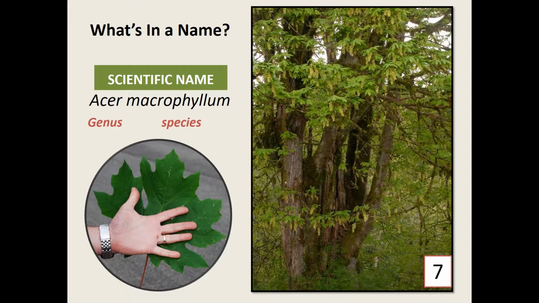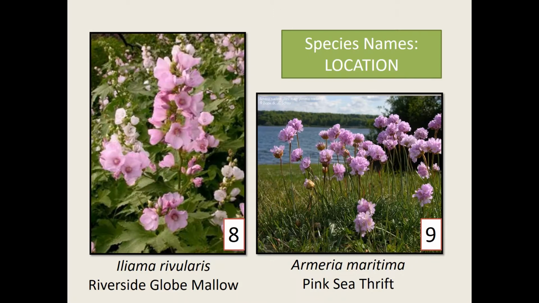This name can be very descriptive. In this case, the genus Acer is the name for maples. The species name, Macrophyllum, means large leaf. This is the name for bigleaf maple. Species names can also describe where a plant can be found and what conditions it prefers. Rivularis refers to a riverside habitat. Marittima refers to a maritime habitat.